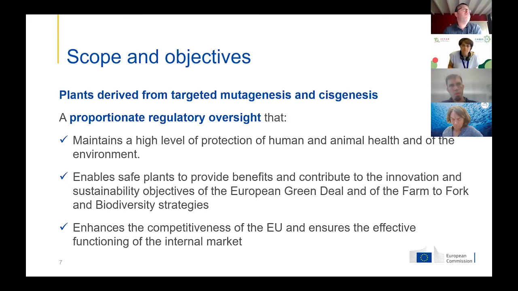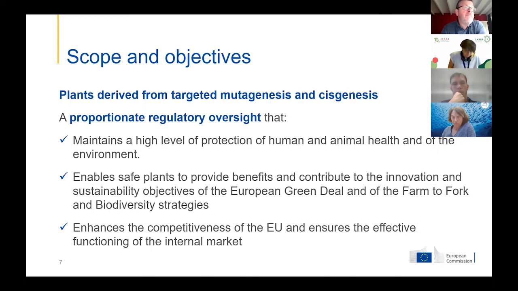So what is the scope and the objectives? We do want to create for these plants a proportionate regulatory oversight. It's clear we want to maintain a high level of human protection, animal health protection, and of the environment. We're not going to give in on a number of the goals that have been set over the last years. I also think that citizens would not accept that we would reduce the environmental protection at this moment, nor would they accept that we lower the standards for human or animal health or even animal welfare. We want to enable safe plants to provide benefits and contribute, but also to the biodiversity factors.